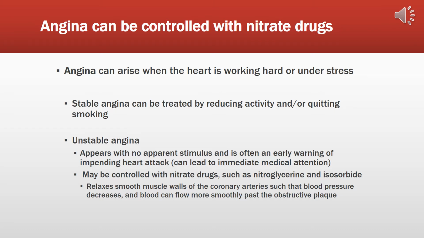But unstable angina may be controlled with nitrate drugs, such as nitroglycerin, yes, that's the chemical that's in dynamite, and isosorbide. And these drugs relax the smooth muscle walls of the coronary arteries such that the blood pressure in these arteries decreases and blood can flow more smoothly and thus pass over or through the obstructive plaque.